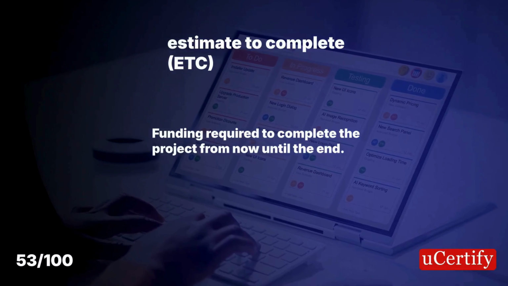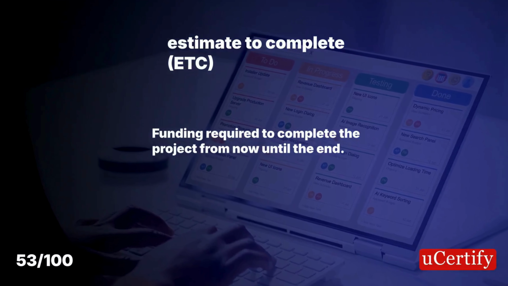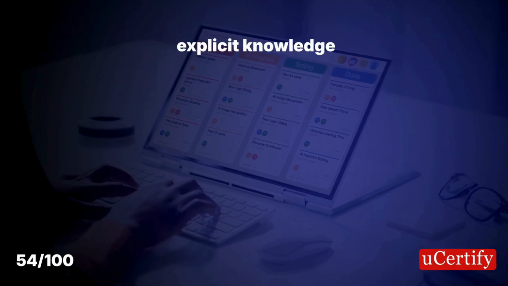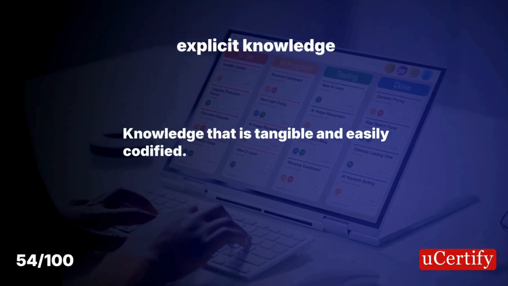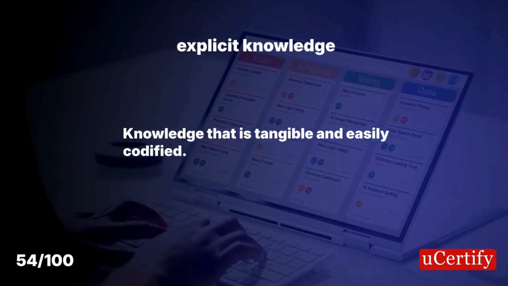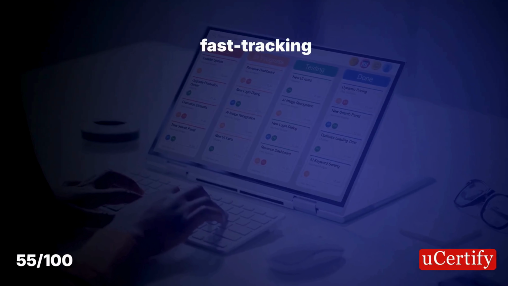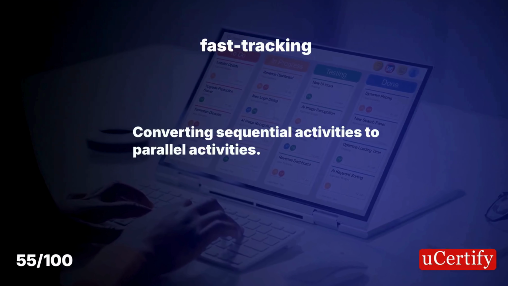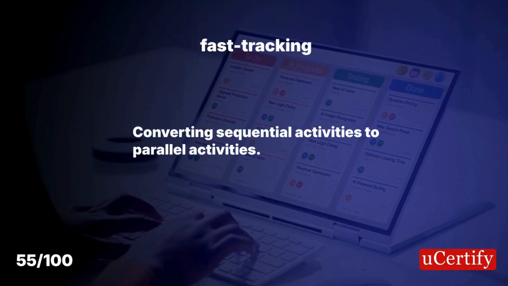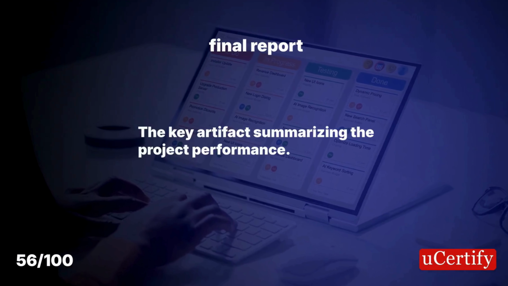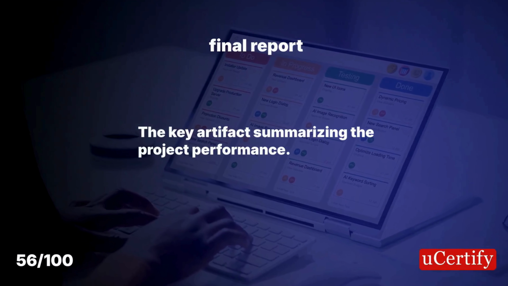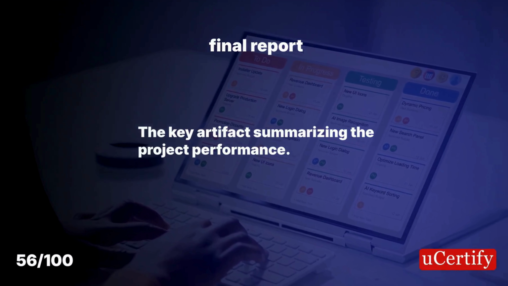Definition: funding required to complete the project from now until the end. Term: explicit knowledge. Definition: knowledge that is tangible and easily codified. Term: fast tracking. Definition: converting sequential activities to parallel activities. Term: final report. Definition: the key artifact summarizing the project performance.